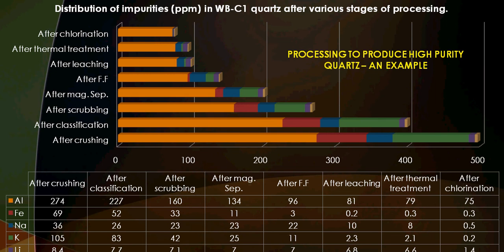You can see in the table down, after crushing, aluminium was 274 and we removed some of it. At the end, 75 parts per million is still there. We started potassium from 105 parts per million and we have removed all of it, and in the final product it was only 0.2 parts per million. So this was the problem. We were not able to produce high purity quartz.